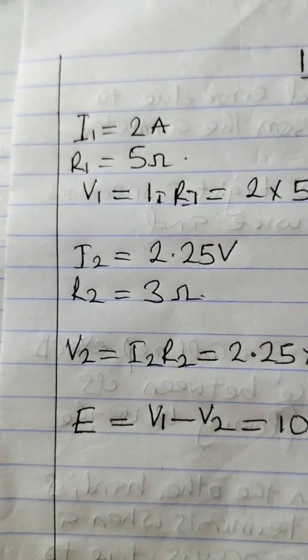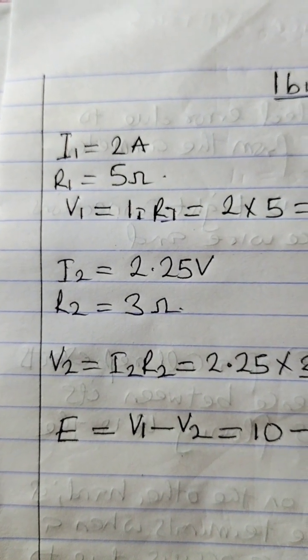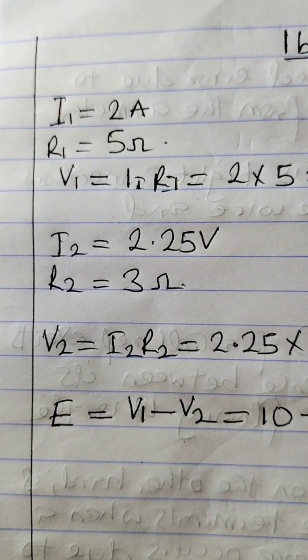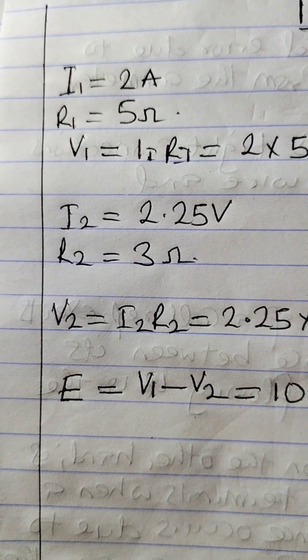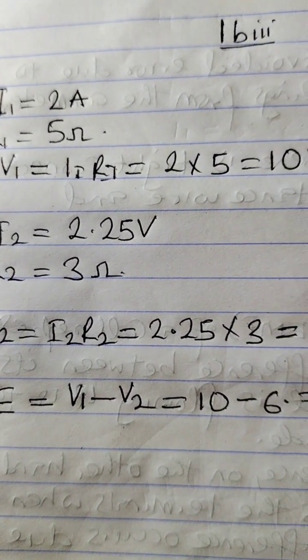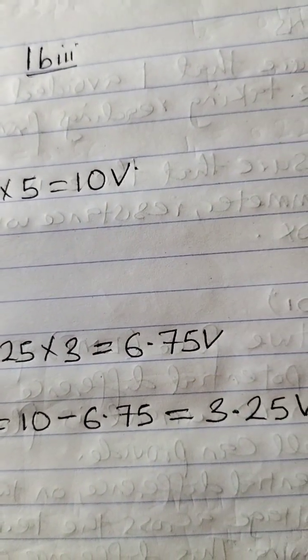Then on the other hand, they also give us another current flowing, I2, 2.25 amperes. Resistance now changes to 3 ohm. Also applying Ohm's law, V2, or second voltage, becomes I2 times R2, which by substitution is 2.25 times 3, giving us 6.75 volts.